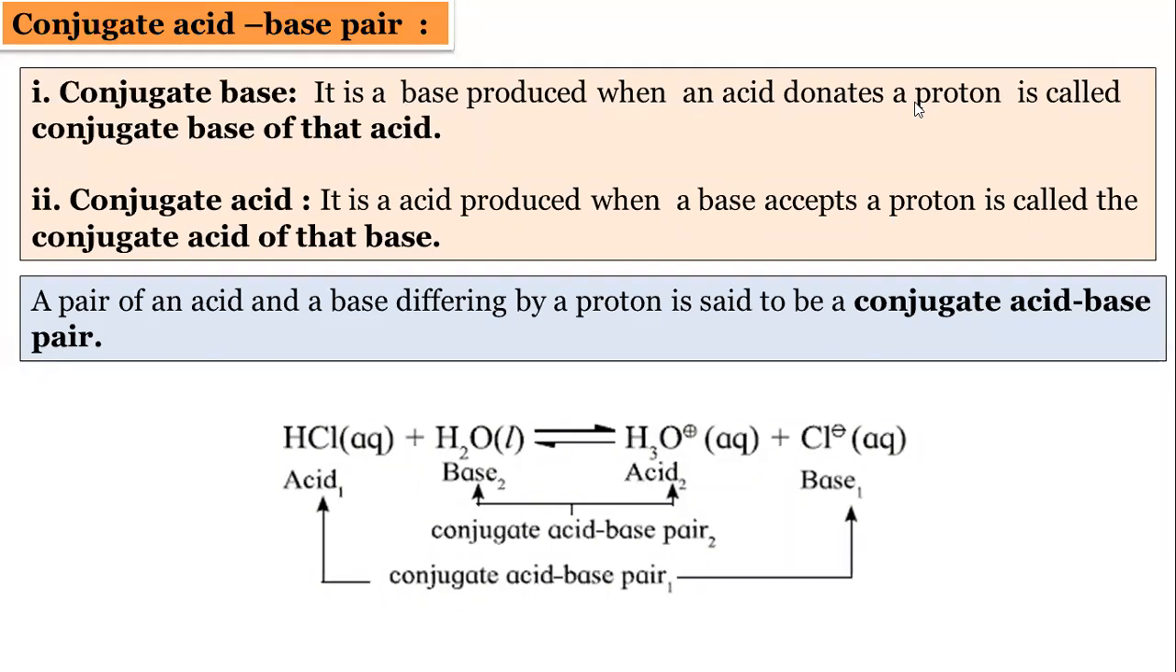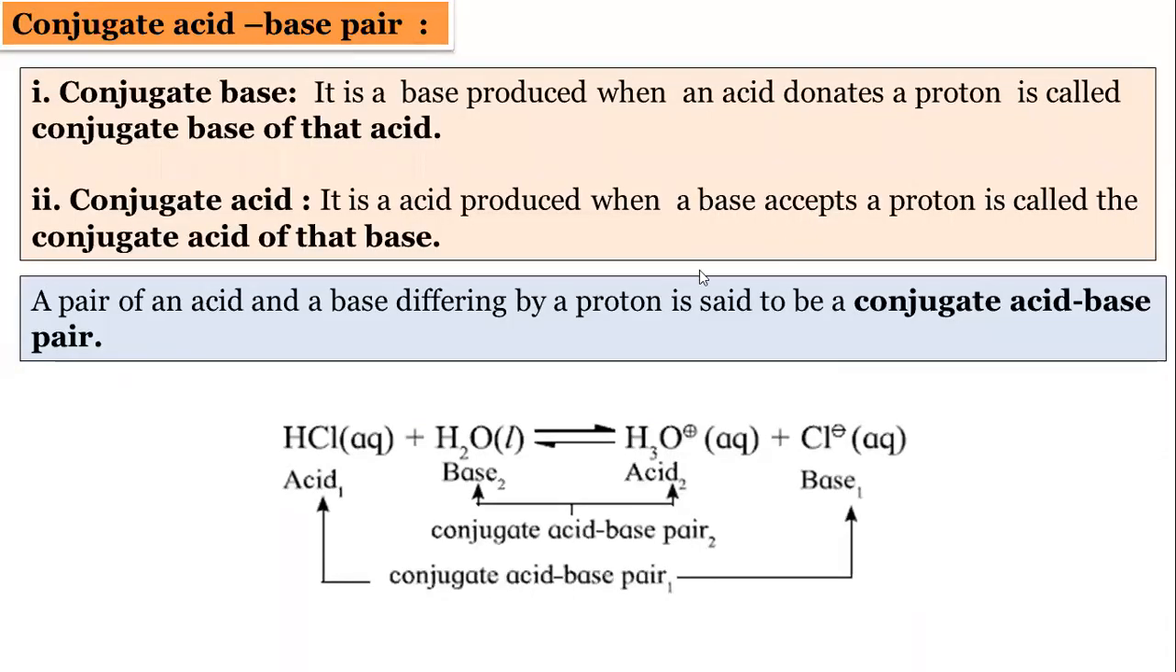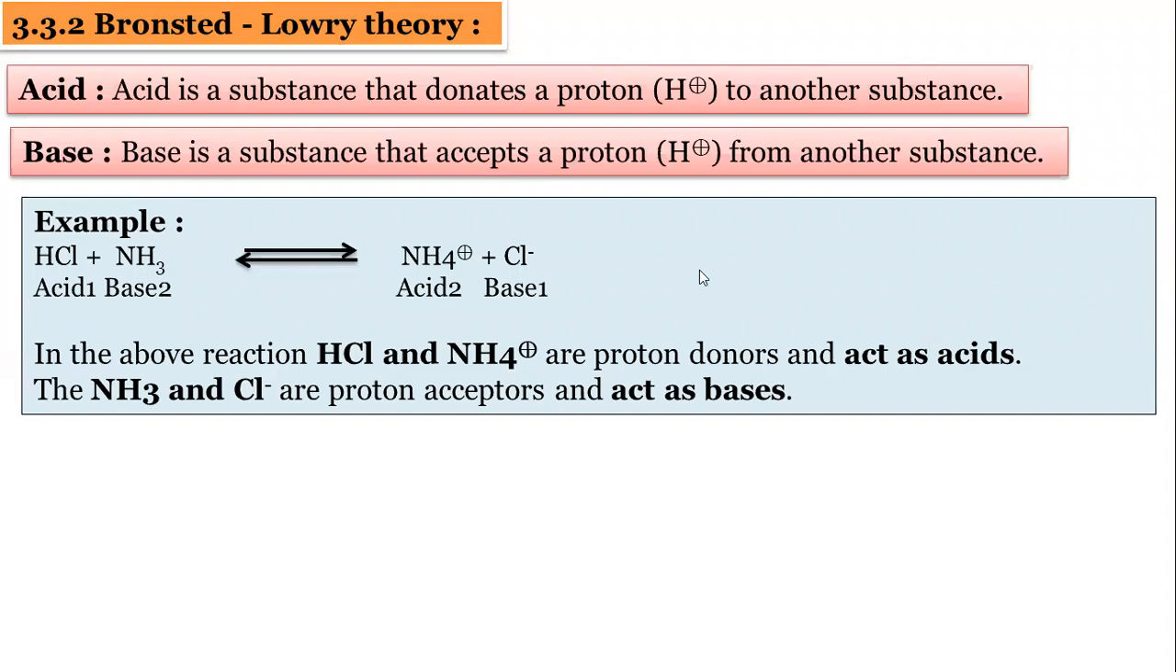It is quite confusing, what is meant by conjugate base and conjugate acid. The conjugate base is produced when an acid donates a proton. And what is the conjugate acid? It is produced when a base accepts a proton. So the definitions are the same: acid donates a proton and base accepts a proton.